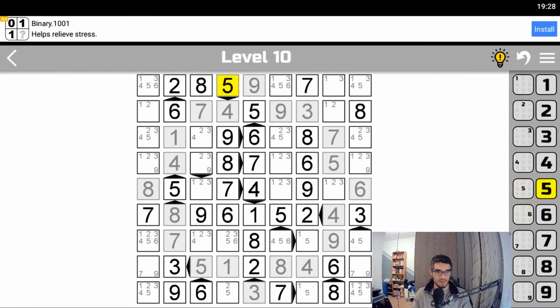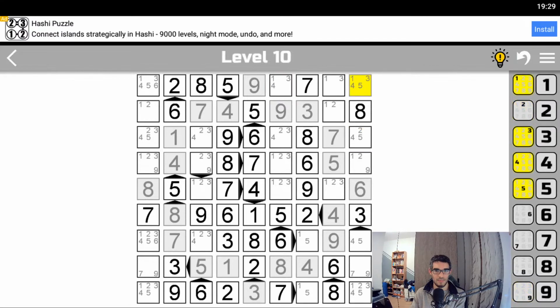So this is a 5. So this is a 2. So this is a 3. And therefore this has to be a 6 because it's the only one higher than 5. So let's cancel here these other numbers. Yeah, also 6 here and 3.